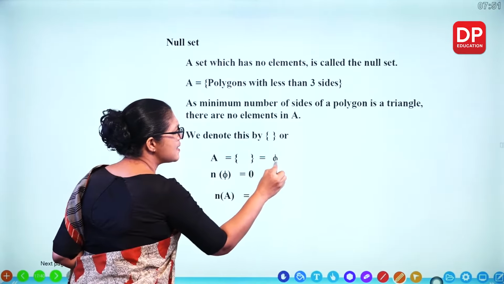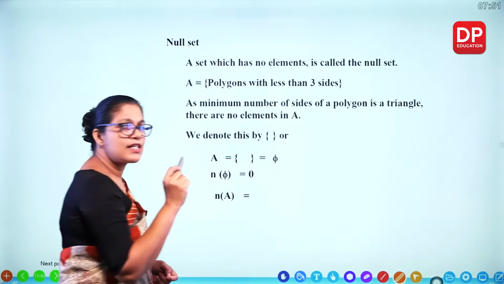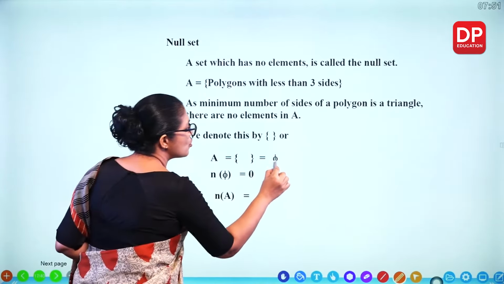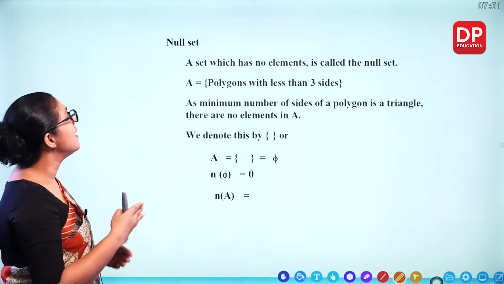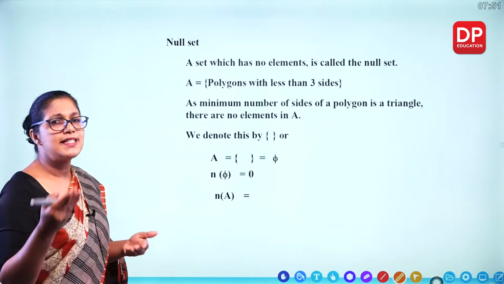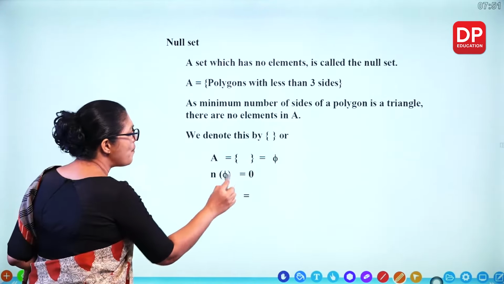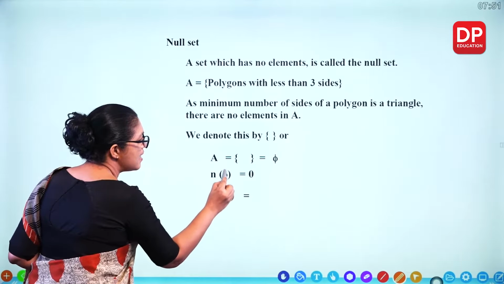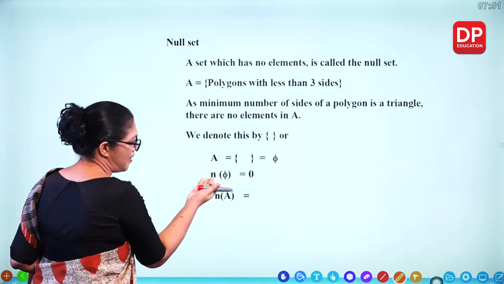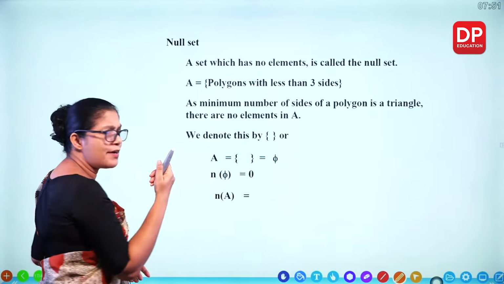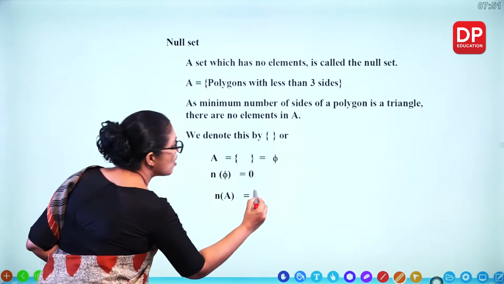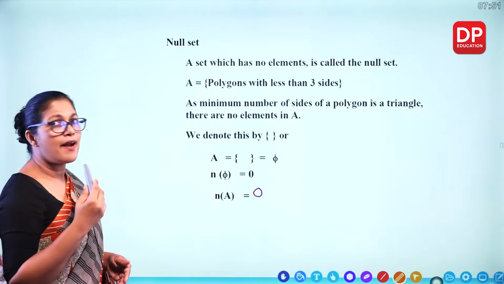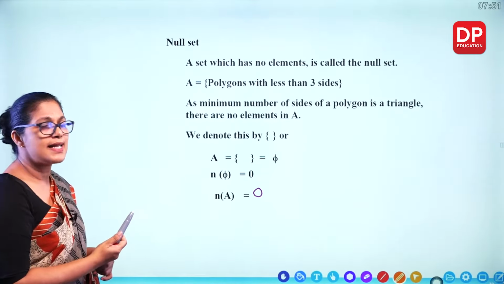So what's this symbol? That's a Greek letter phi. So phi is a Greek letter to represent that's a null set, empty set. So how many elements are there in phi? Empty set? Now there's no elements, so that's 0. So according to this example, n(A) is also 0 because there are no elements in set A.